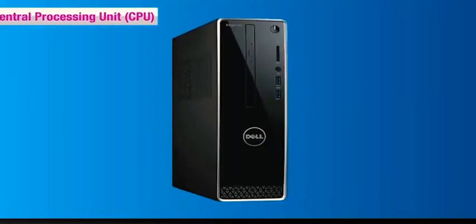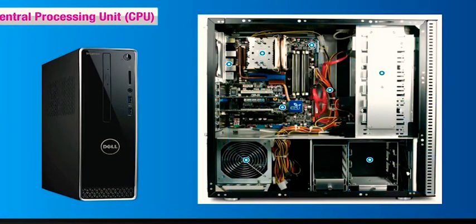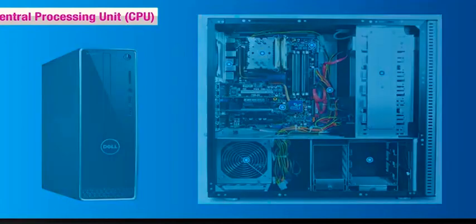Central Processing Unit or CPU. The full form of CPU is Central Processing Unit. It is a group of units within a cabinet. CPU is the most important part of a computer. It is called the brain of a computer. It controls all parts of a computer.